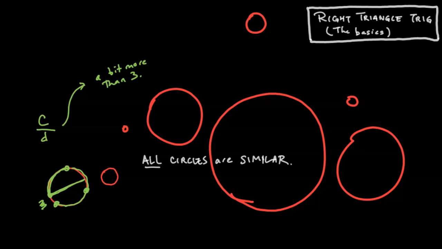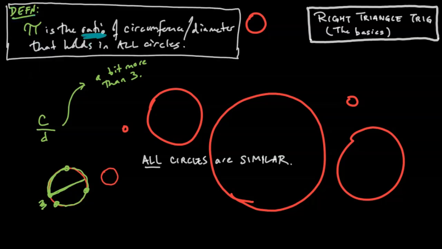And you know what that symbol is? It's pi. That's what pi is. Pi is not primarily the irrational number 3.141592653, etc., etc. Rather, the actual definition of pi is that pi is a ratio. It's the ratio of circumference to diameter that holds in all circles. Such a thing exists because all circles are similar. That's the reason we have such a thing as pi in the first place.